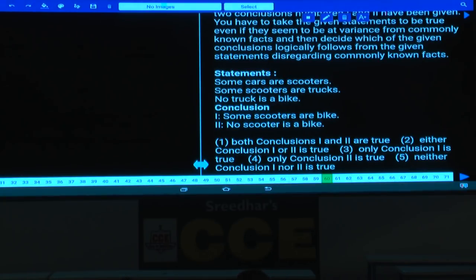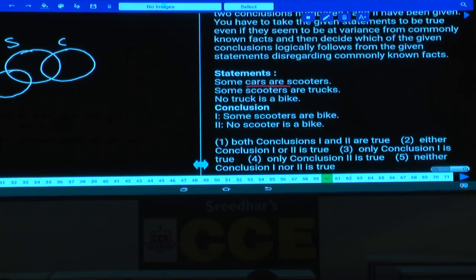Some of the scooters are cars. How can you write this one? Some scooters are cars. These are the scooters which are cars. And some cars are scooters. Some scooters are trucks. Some of the scooters are trucks. And no truck is a bike. No intersection between truck and bike. Isn't it? Now this truck and bike should not be intersected.